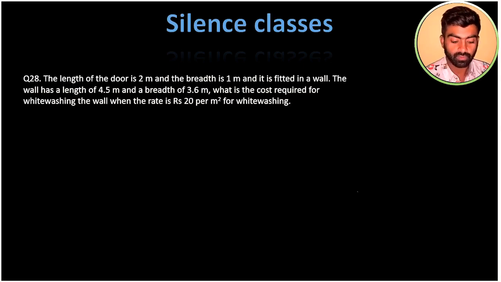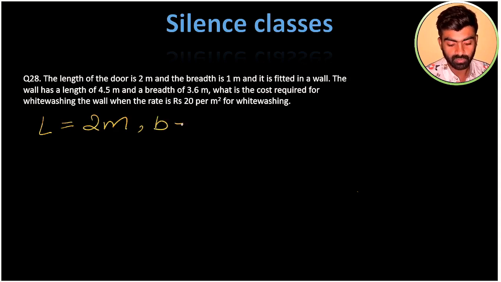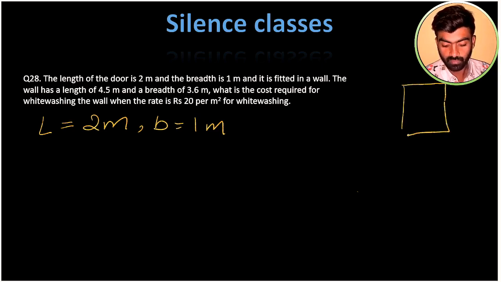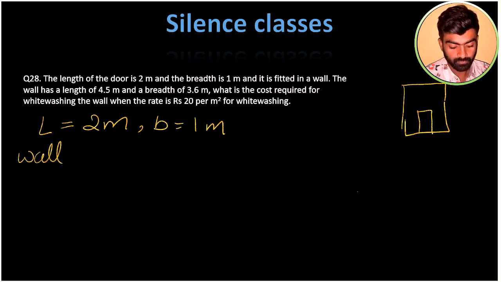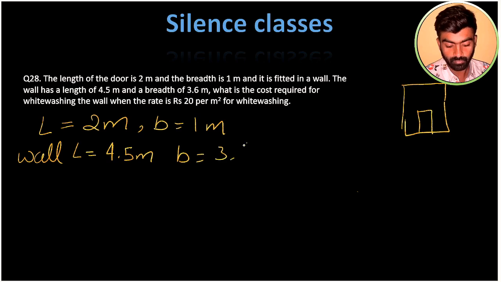The length of the door is 2 meters, meaning L is 2 meters. Breadth is equal to 1 meter, and it is fitted in a wall. Like this, there is a wall and the door is like this. The wall has a length of 4.5 meters and a breadth of 3.6 meters. So the wall length is 4.5 meters and the breadth is 3.6 meters.